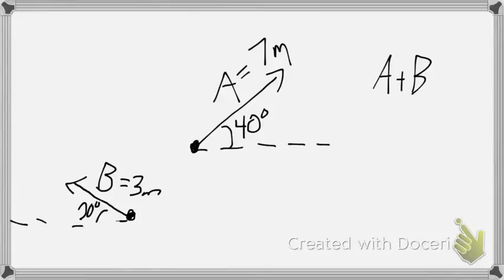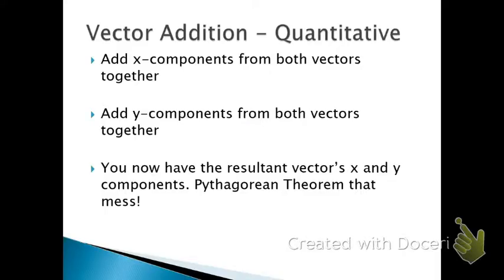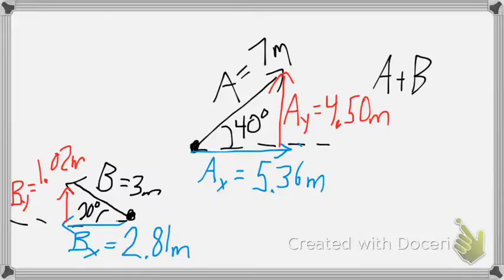Well, first I break them down into their individual x and y components. In the interest of time, I'm going to skip those steps because that's what I just described. Use the angle and the hypotenuse to form the other legs of your triangle. So once I complete that, I see my x component is 5.36 meters to the right. My y component of vector A is 4.5 meters up. Now for vector B, my x component is 2.81 meters to the left and 1.02 meters up.